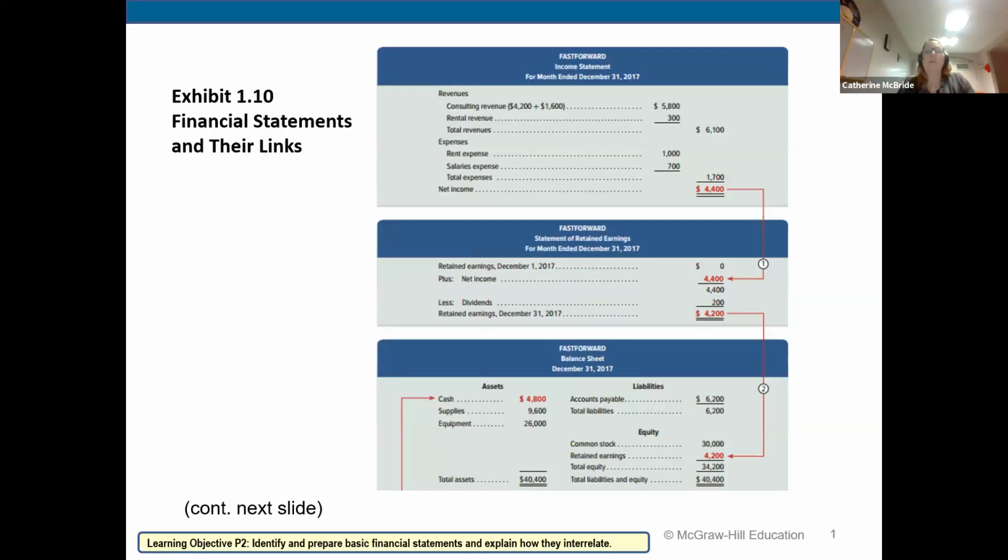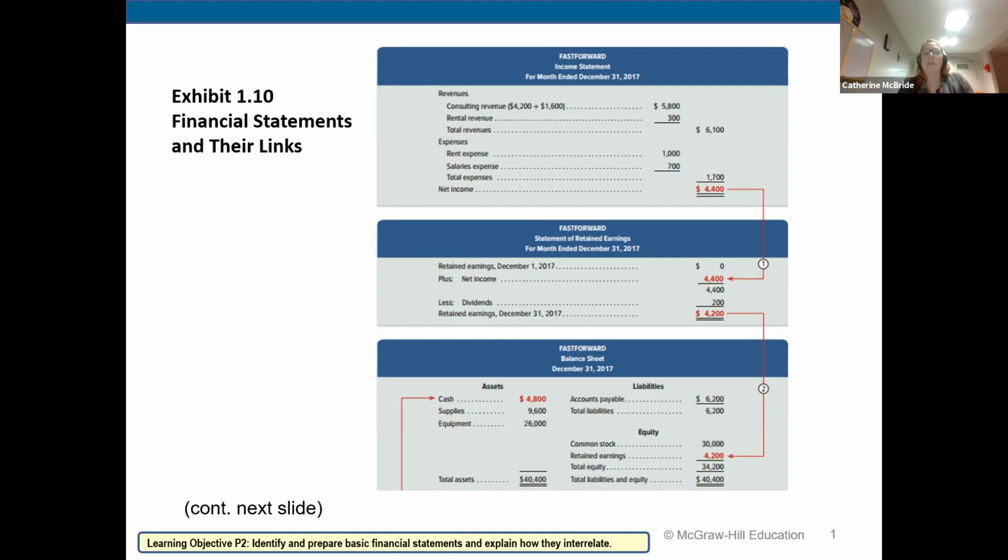Hello class, I wanted to talk to you about the financial statements. There's four primary financial statements: the income statement, the statement of retained earnings, the balance sheet, and the statement of cash flows. So I wanted to look at what is on each statement and then also talk about how they are related to one another.